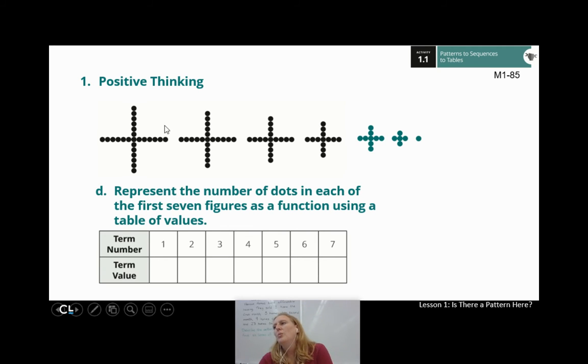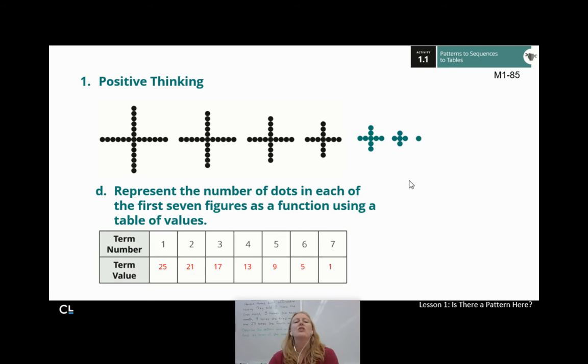All right, so we said that the first term, this first cross here, had 25 dots. The second term had 21. The third term had 17. The fourth term had 13. The fifth term had 9. The sixth term only had 5. And the last term had 1 lonely little dot. It was a very lonely little dot.